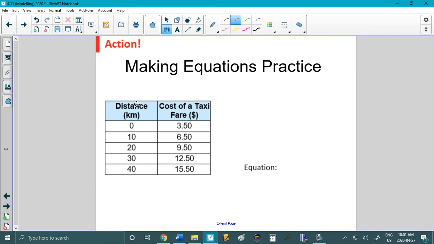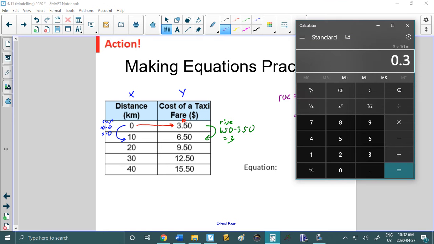Let's do a table. So we're going to find the equation. So first, when x is 0, this is my initial value. To get the rate of change, I do the rise, and I do the number below minus the number above, and I get 3. To get the run, I do the x values. This is the x's, this is the y's. I do the number below minus the number above, and I get 10. So my rate of change equals 3 divided by 10, which is 0.3.